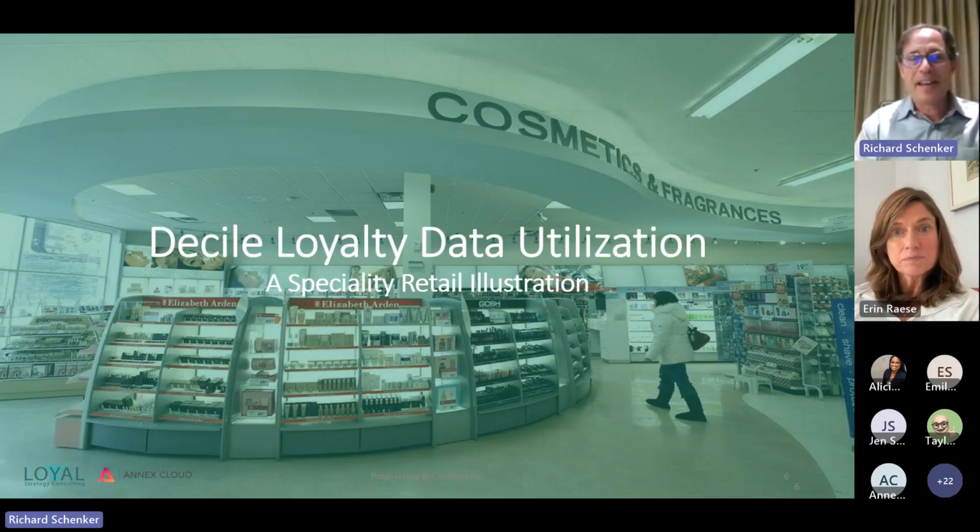Okay, so let's get right into it. This is an area I'm excited to talk about, and hopefully you're interested as well: decile loyalty data utilization.